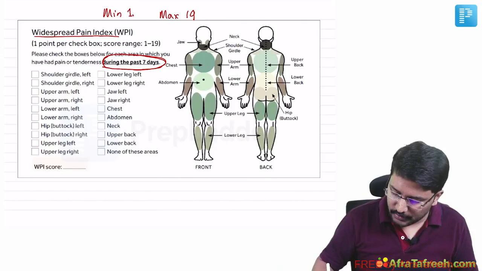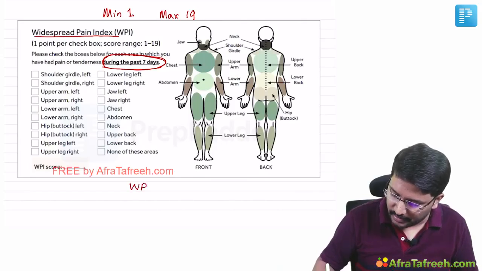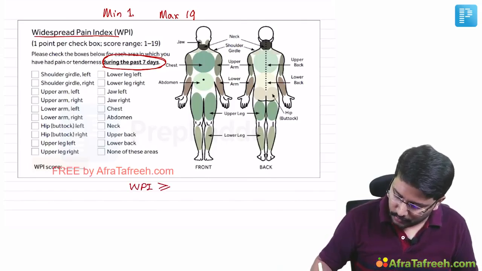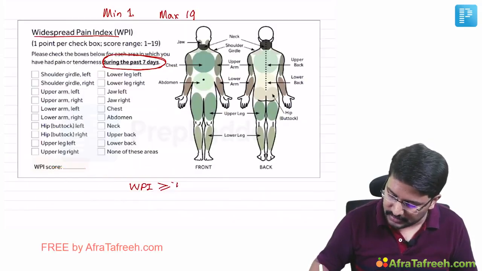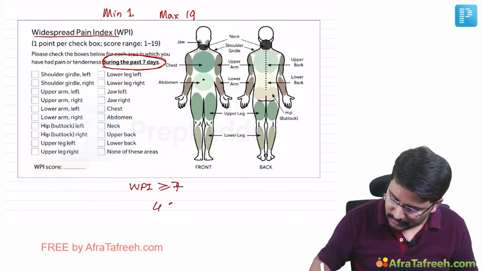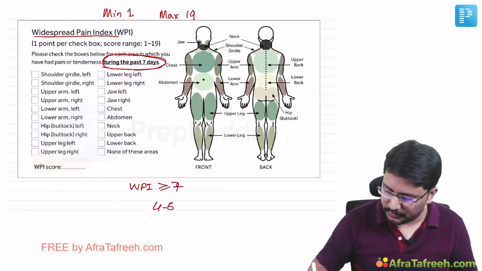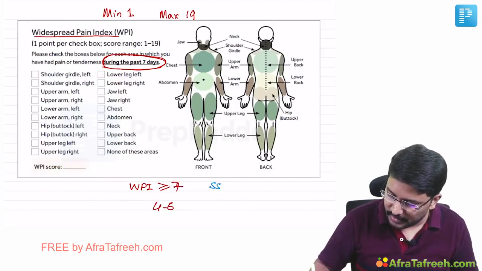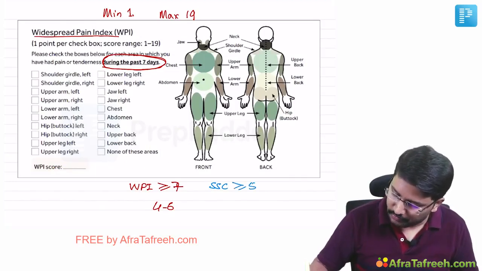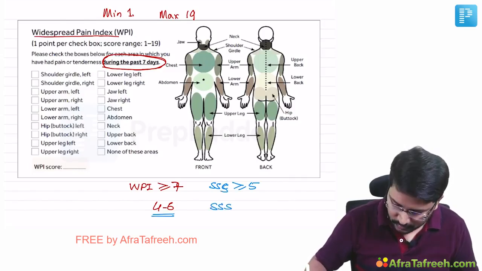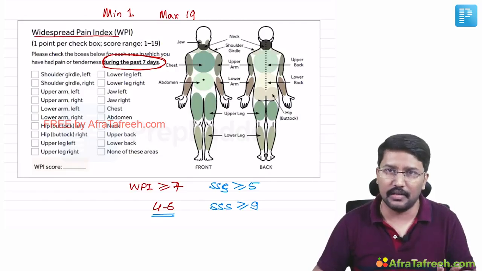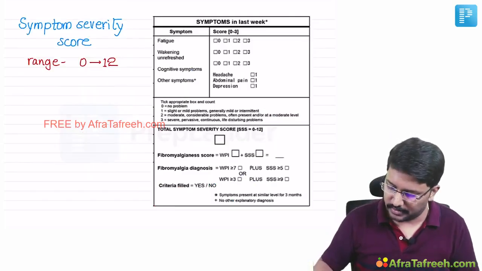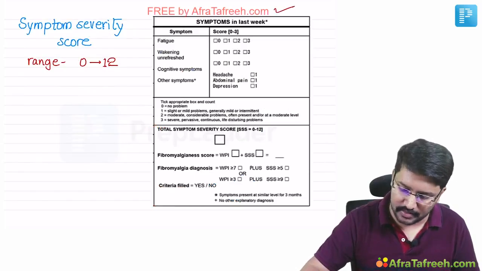So when we were talking about the diagnostic criteria, I told you that the widespread pain index should be more than or equal to 7, or 4 to 6, are the two ranges we had mentioned, right? If it is 7 or more, then the symptom severity score should be more than or equal to 5, and if it is between 4 to 6, then the symptom severity score should be more than or equal to 9. That satisfies criteria number 3 according to the 2016 ACR criteria.